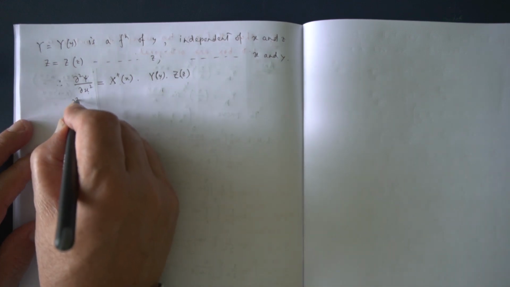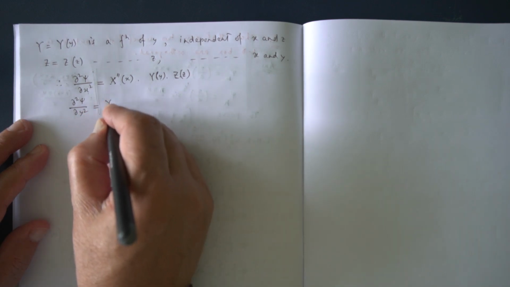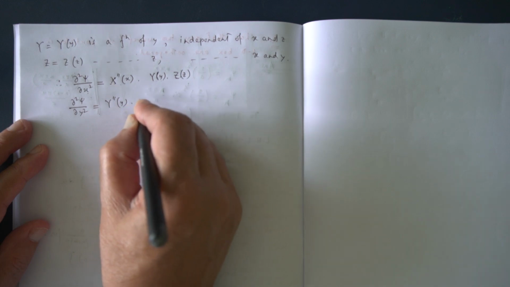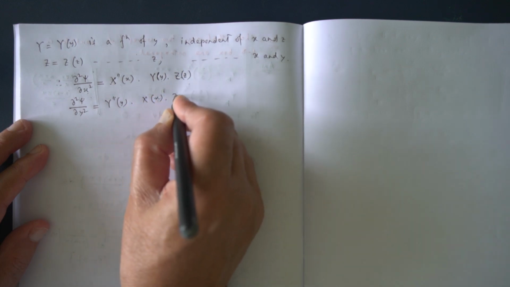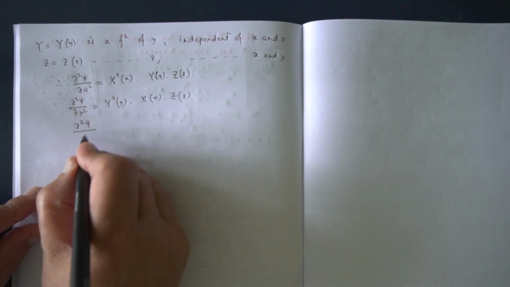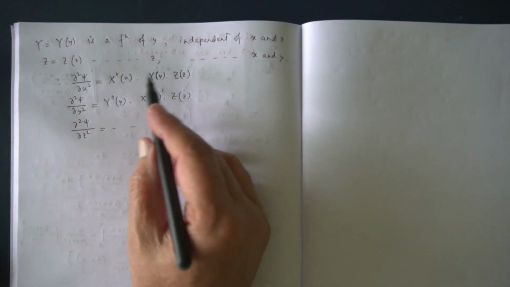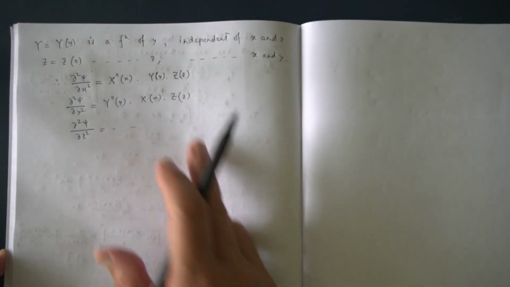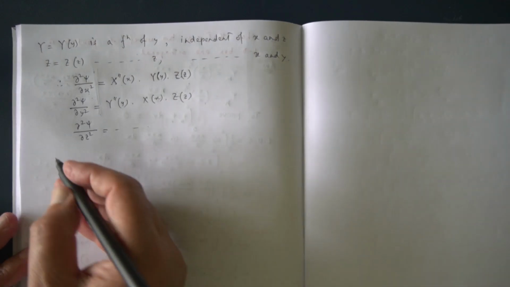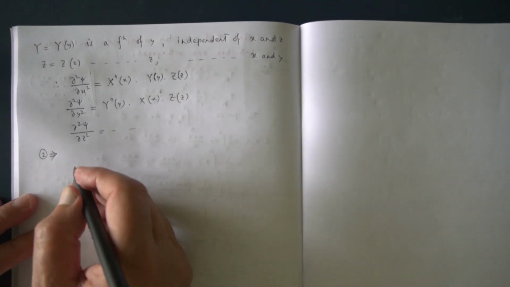Similarly, ∂²ψ/∂y² will be equal to Y''(y) X(x) Z(z), and similarly ∂²ψ/∂z². Now we replace these values in equation 2. So from 2, what do we get?